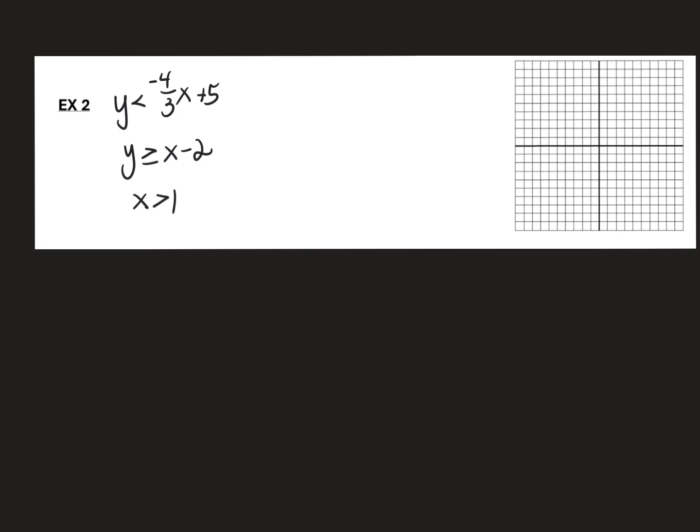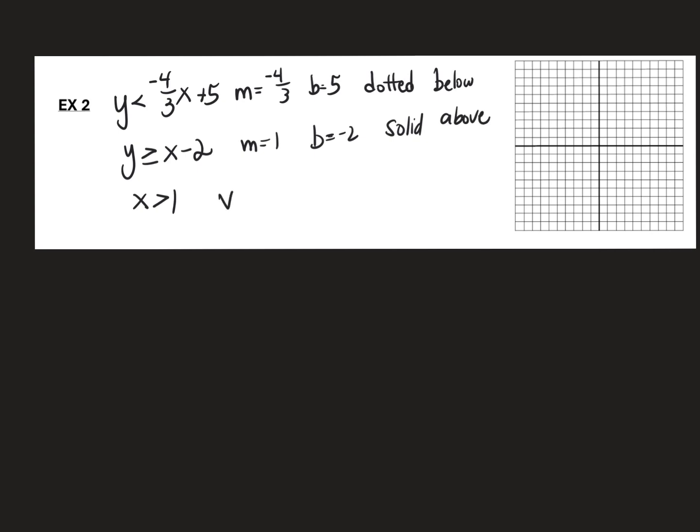All of them, except the last one, are in slope-intercept form, and the last one you cannot put in slope-intercept form. So I can go ahead and name the slope is -4/3. The y-intercept is 5. It will be a dotted line, and I will shade below that dotted line. For the second one, the slope is 1. The y-intercept is -2. It will be a solid line because it's greater than or equal to, and I will shade above that solid line.